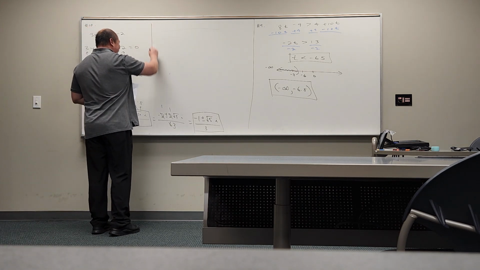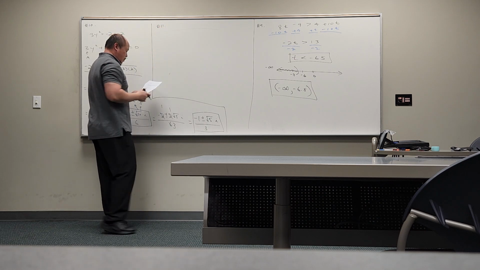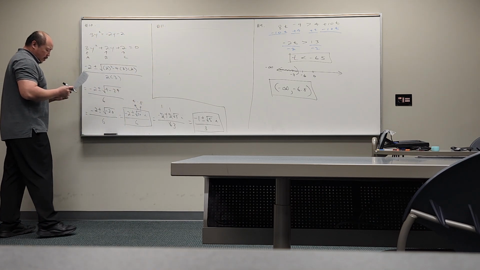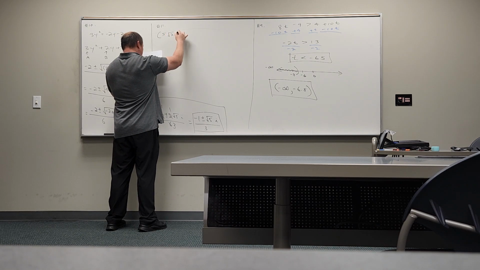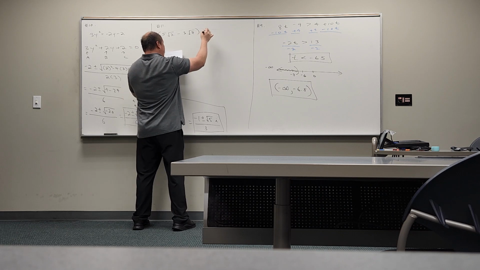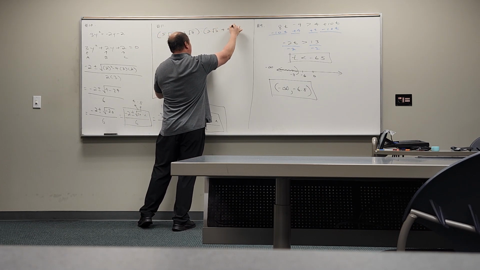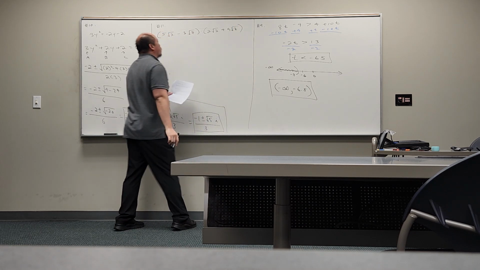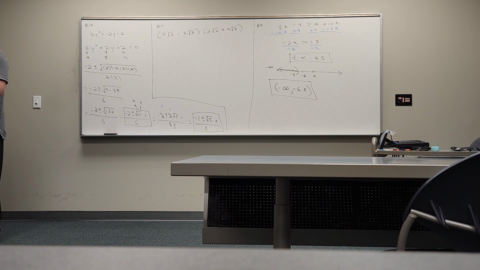Now let's look at number 11. So number 11 is 5 radical 2 minus 3 radical 7 times 2 radical 2 plus 9 radical 7. Now for this guy, you gotta think about this. It's really not a difficult problem, just a lot. You just gotta pay attention to detail.